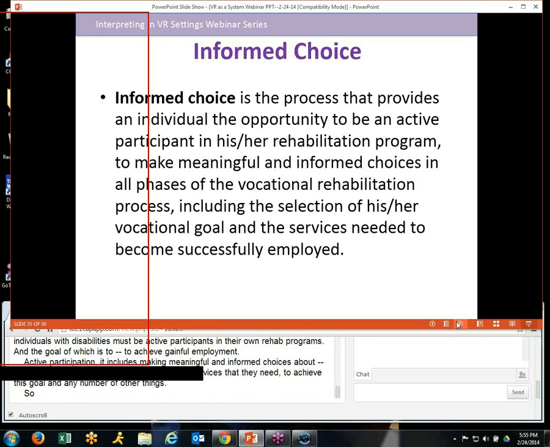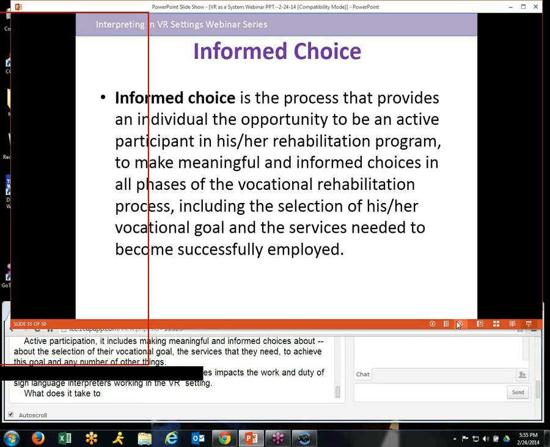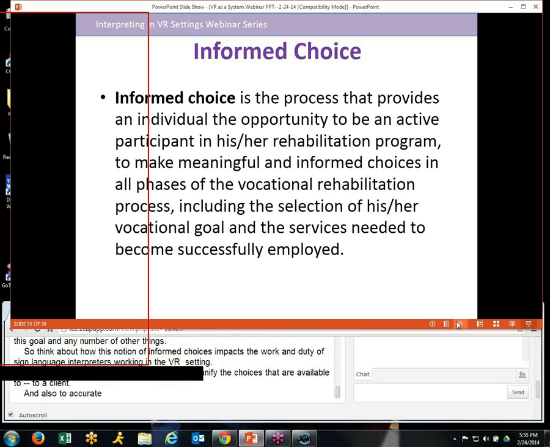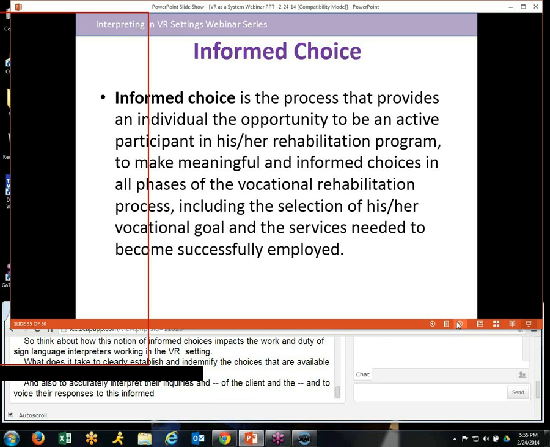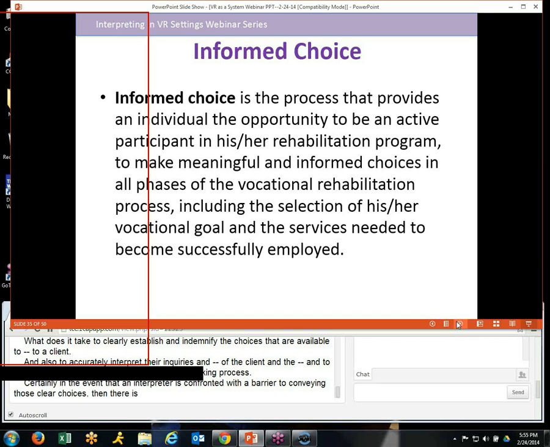So think about how this notion of informed choice impacts the work and duty of sign language interpreters working in the VR setting. What does it take to clearly establish and identify the choices that are available to a client, and also to accurately interpret the client's inquiries and to voice their responses to this informed decision-making process? And certainly, in the event that an interpreter is confronted with a barrier to conveying those clear choices, there is a consistent duty to report this and to seek an acceptable resolution.